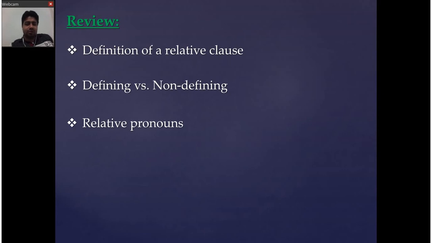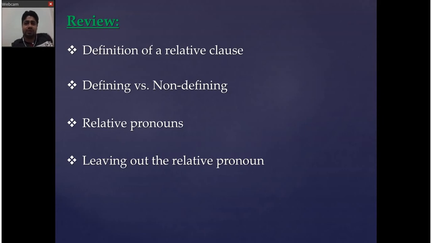And then we touched upon the relative pronouns. We had a list of them and we discussed when and how to use each one of them. Finally, we talked about leaving out the relative pronoun, I mean deleting it, and we said there are two main cases where we can delete the relative pronoun. One is when the relative clause is an object one.